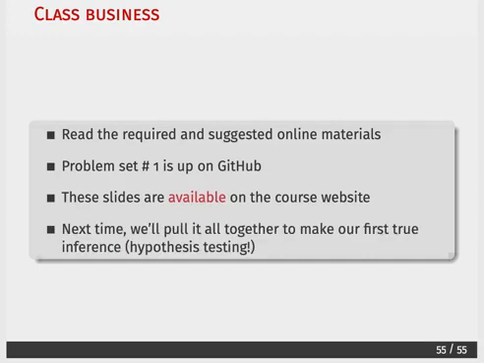And in the next module, we're going to move from using point estimates and confidence intervals to some sort of hypothesis testing, which is really fun because that's our first type of statistical inference.